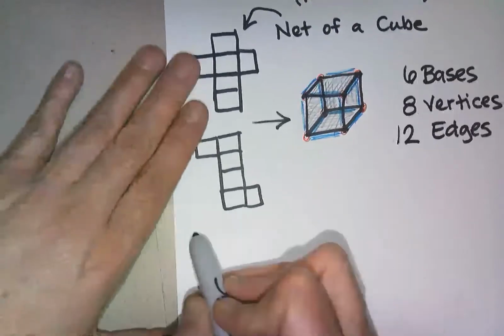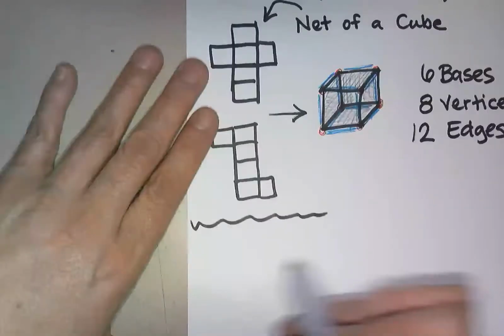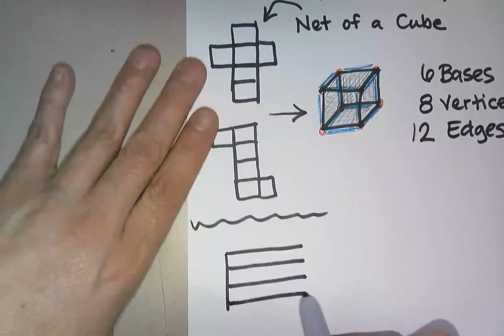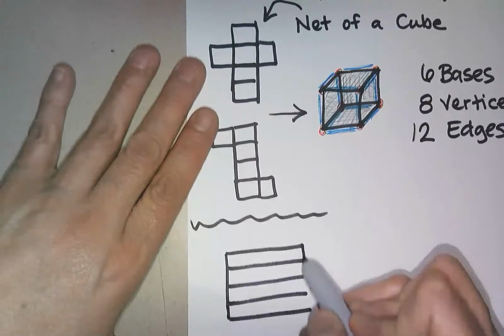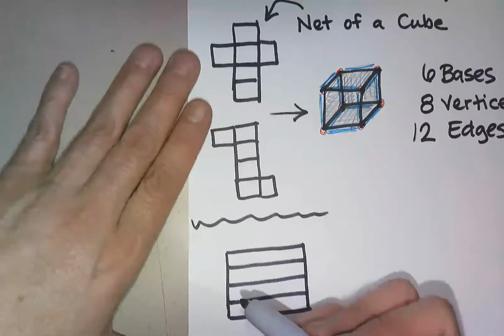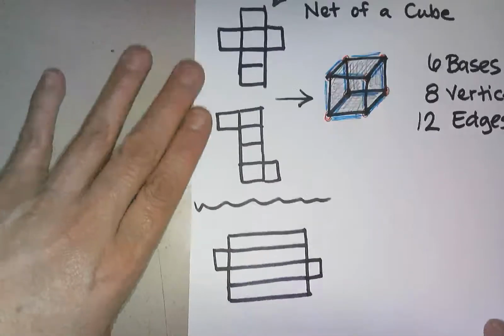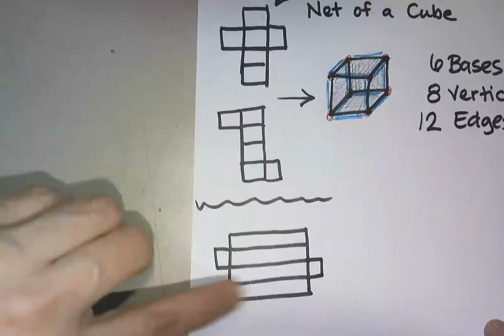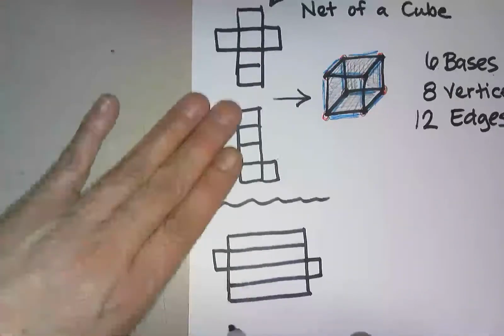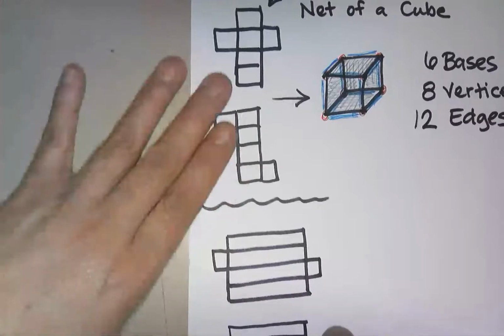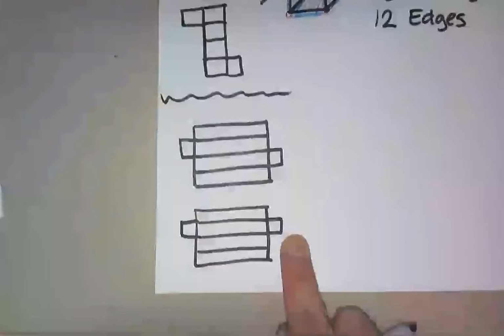So let's say, I'm going to draw a little squiggly line here to separate it. Again, let's say you see something that looks like this. 1, 2, 3, 4. And let's say our little squares right here and our little squares right here. Or let's say it looks like this. 1, 2, 3, 4. And let's make it look like a cross. Make sure these are squares right here on the edges.